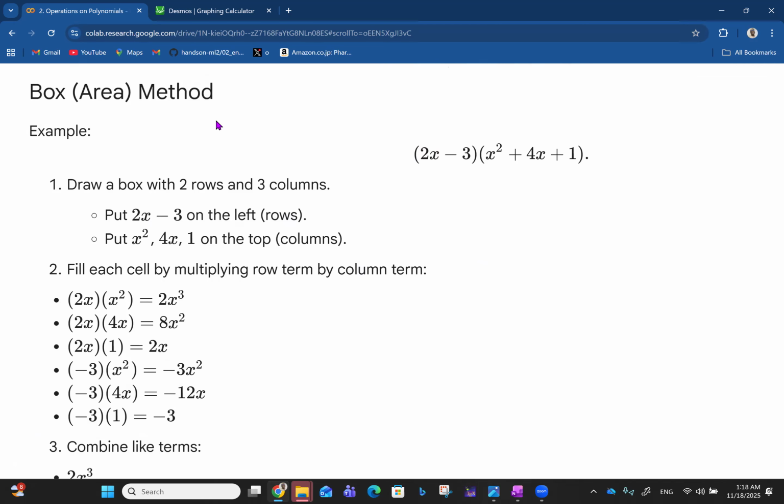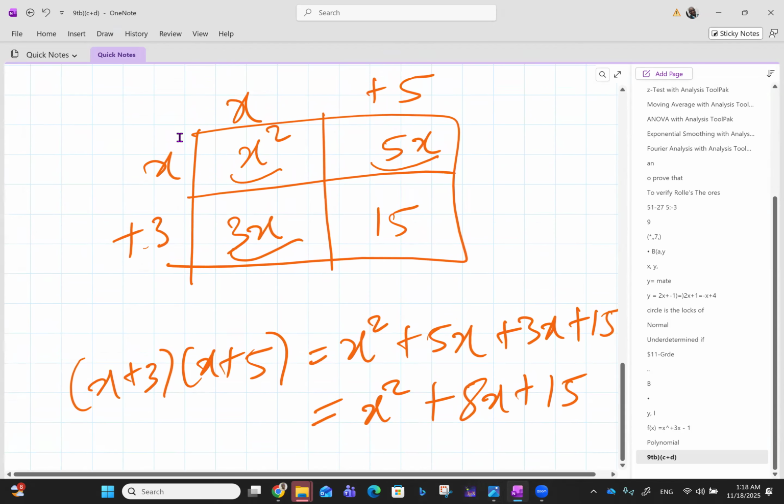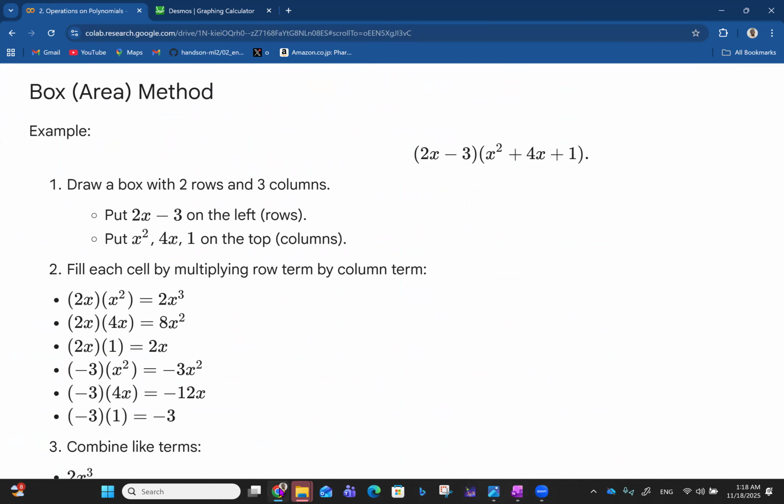So for the box, or what you call the area method, area is like length times breadth, and that's exactly the kind of thing I did here. That's why you can call it the box or area method. So draw a box with 2 rows and 2 columns. This is for this one now.